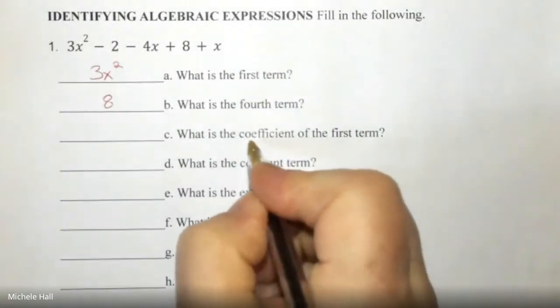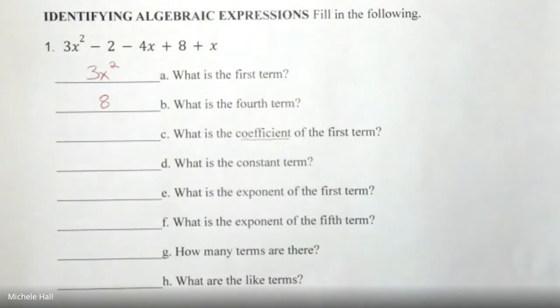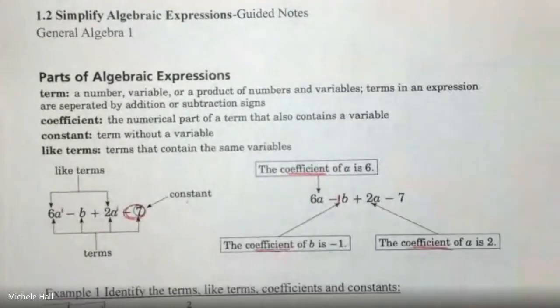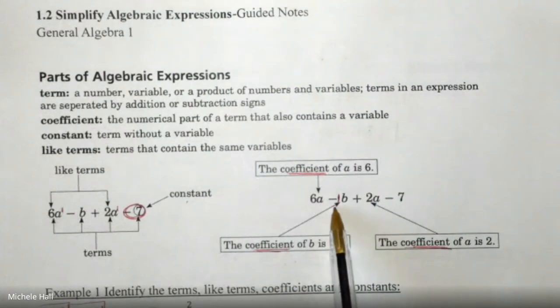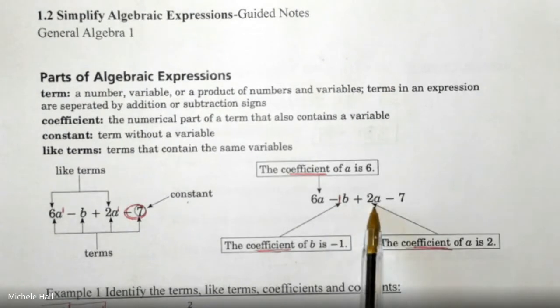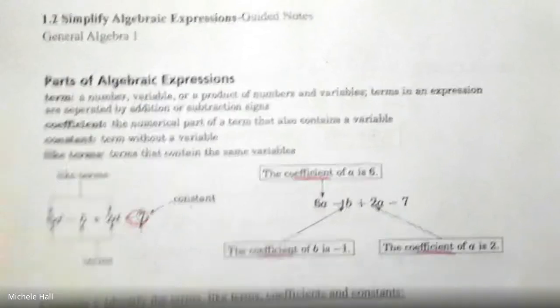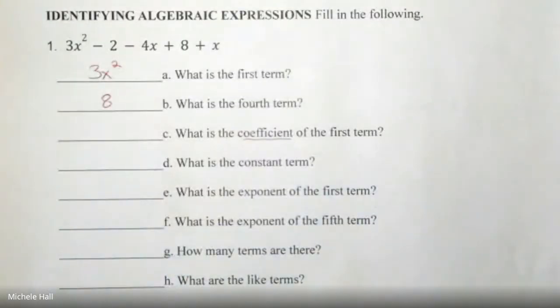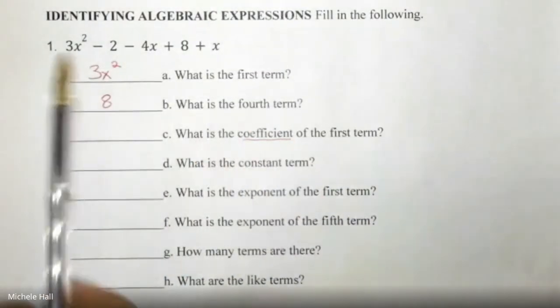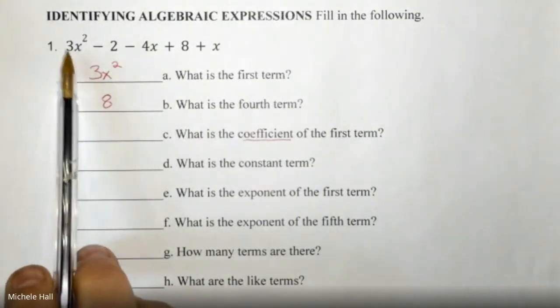What is the coefficient of the first term? If we looked at our notes, we would see that the coefficient is in front of the variable. -1 is the coefficient, 2 is the coefficient, 6 is the coefficient. So we're looking for the number in front of the variable. What is the coefficient of the first term? 3.